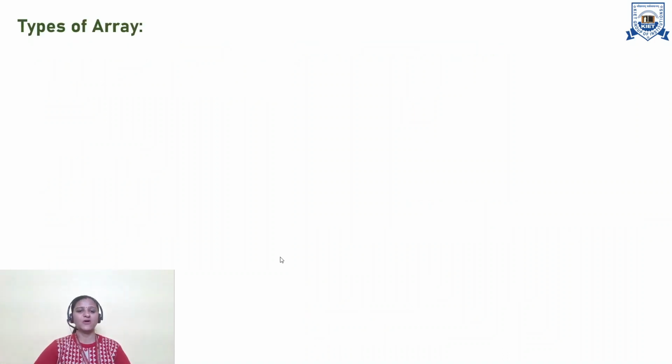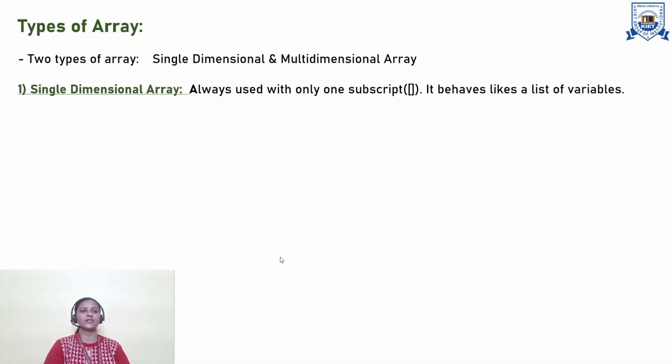Types of arrays. Now the next one is the different types of arrays. There are 2 types of arrays in Java: single dimensional and multi-dimensional array. Single dimensional array, it is also known as one dimensional array, and it is always denoted with one subscript. This bracket, it is called subscript, inside which we give the size. So when we denote in this form, it behaves like a list of variables.